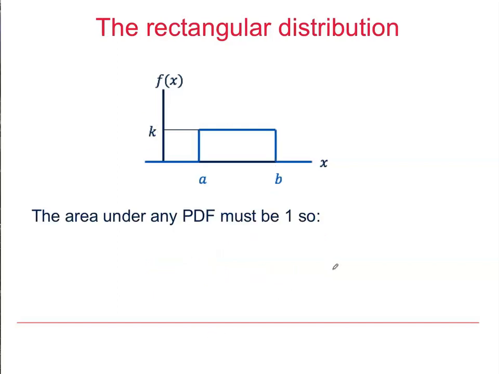The area under any PDF must be 1. Here, the area we're speaking about is this. So what that means then is that k times by b minus a must be equal to 1. We can therefore infer that k, the constant, is going to be 1 over b minus a.